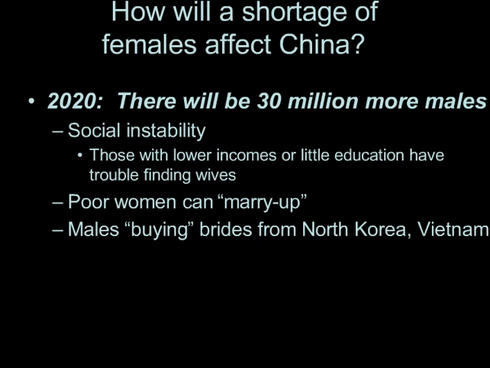Other positive issues, you could say, is poor women, women from more rural villages, women that typically come from lower status families, can now marry up because they're more in demand, since there's essentially a fewer supply compared to how many males there are. Also, you get males buying brides from North Korea and Vietnam, and so we're seeing a little bit of a sex trade industry developing because of this looming issue of having so many more males than females, especially in that younger population, 20 to 30-year-olds.